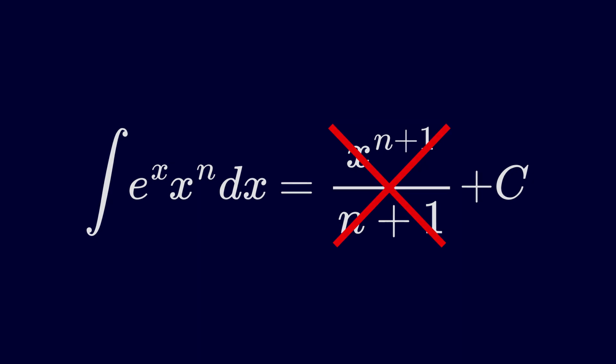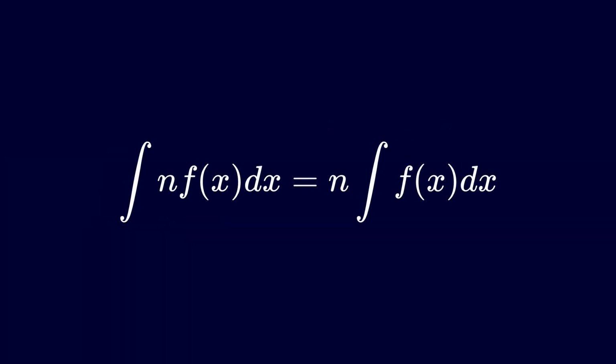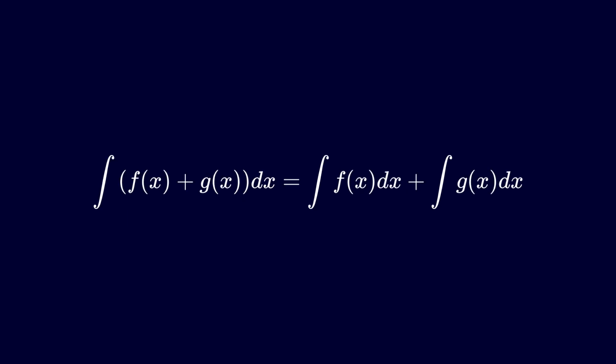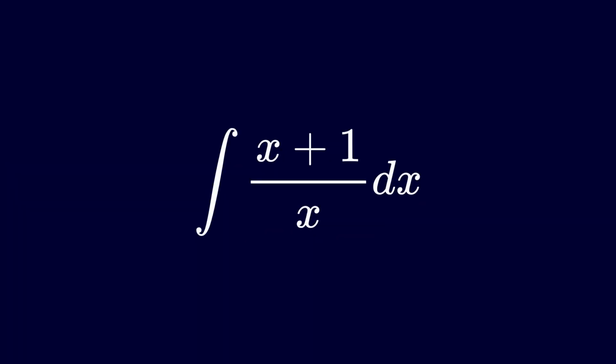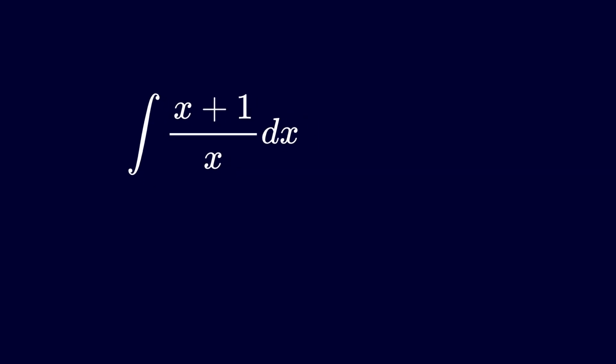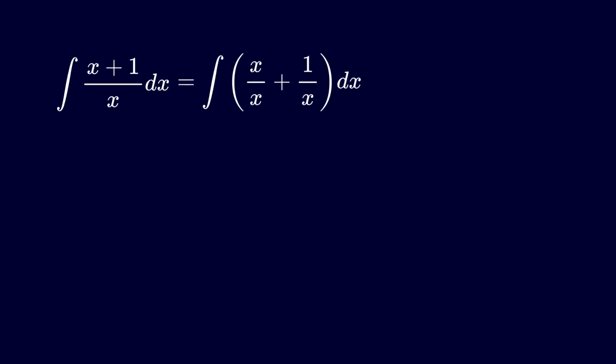The only exceptions to this are multiplication by a constant, which can be brought out no problem, and adding extra terms, since you can integrate those separately. So, if it doesn't match an integral we know, we have to change it until it does, and we have some strategies for that. One method is just straight up simplification and rewriting. That one's pretty familiar.